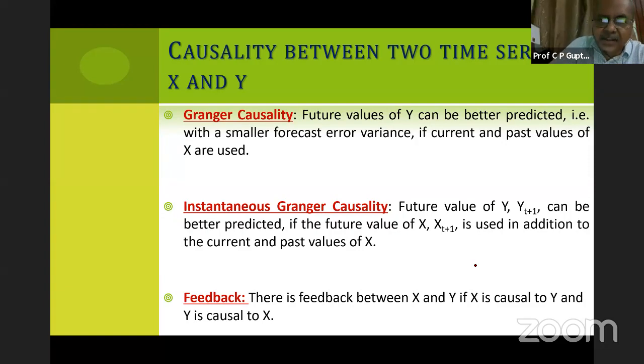This is asking that if there is no Granger causality, then can we still use it in forecasting? You can use it, but your forecast will not be improved. So why make your model complicated? Have a simple model and have a better prediction.